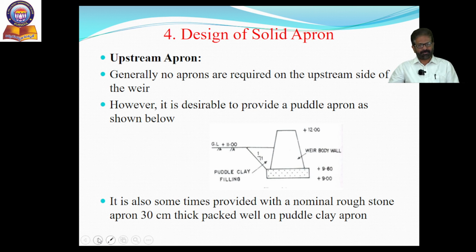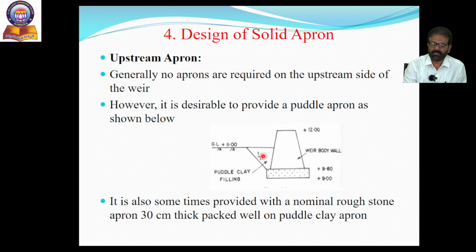Now coming to this present problem, we are discussing this design with reference to a numerical problem, for which we see how to design the solid apron, which includes some numerical calculations also. First of all, the upstream side apron. Generally, no aprons are required on the upstream side of the weir in most cases. However, it is desirable to provide a puddle clay apron as shown in this figure.